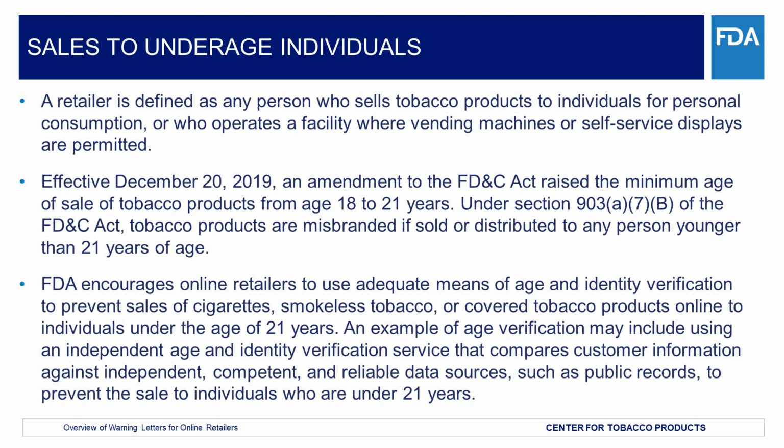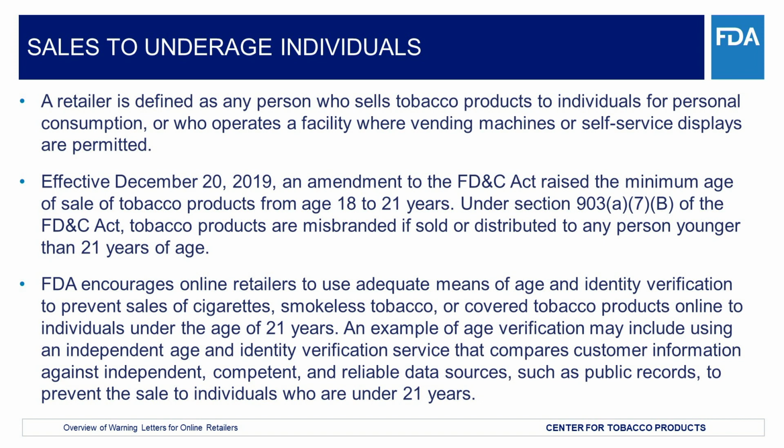The Appropriations Act also directed FDA to issue a final rule to amend its regulations to update the minimum age-related requirements in Subpart B of 21 CFR Part 1140. Therefore, as part of this rulemaking, FDA is making conforming changes to its regulations to reflect, among other things, that the minimum age of sale is now 21 years of age. Currently, under Section 903(a)(7)(B) of the FD&C Act, tobacco products are misbranded if sold or distributed to any person younger than 21 years of age.